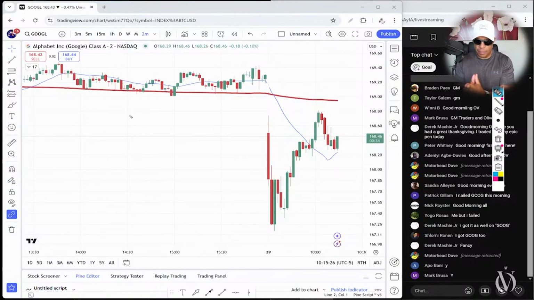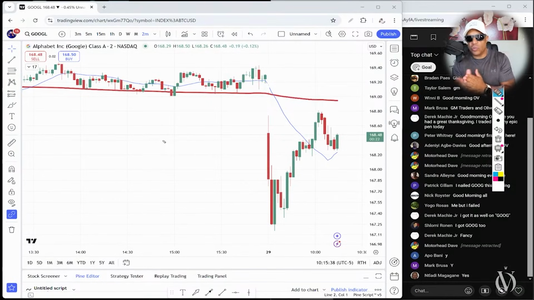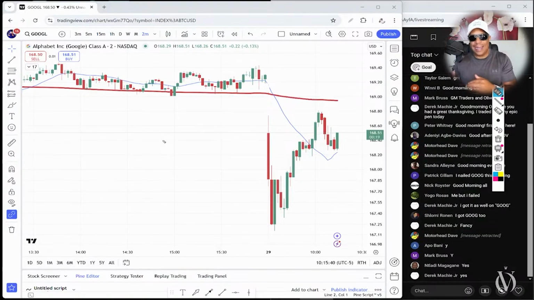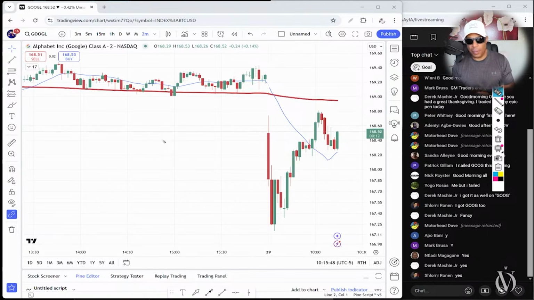So understand, guys, that if your stock is trading at 168 and you see one trade at 169, and then it goes right back to trading at 168, that's an out of sync trade. It's impossible for that to happen. Do you understand? It can't happen.